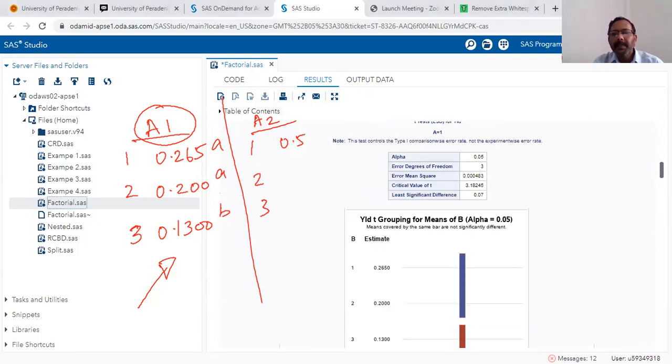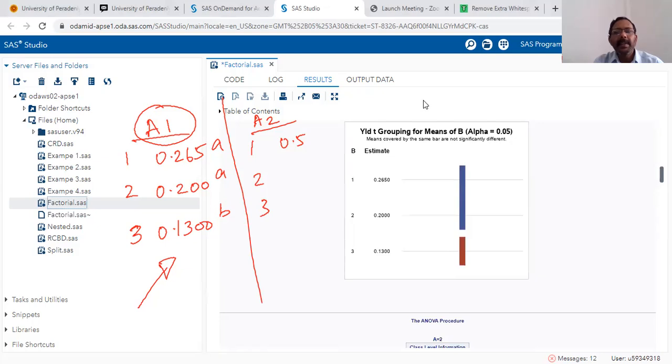Peony, tell me. First and second one is good. What do you say? I'm talking about A1, this one. First and second both are good, because both are the same, A. Right. What is this value?